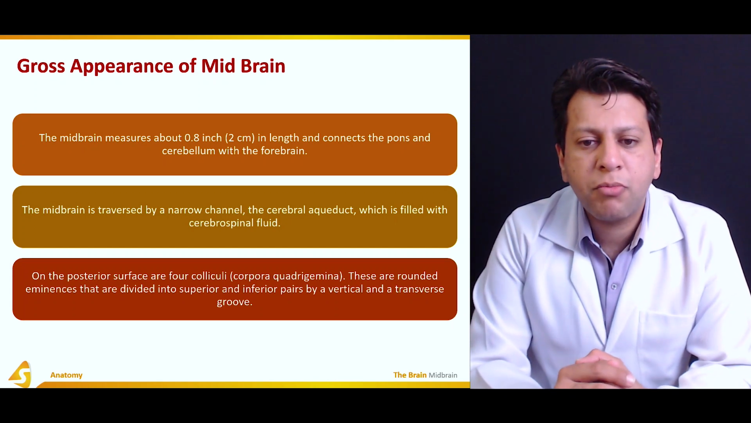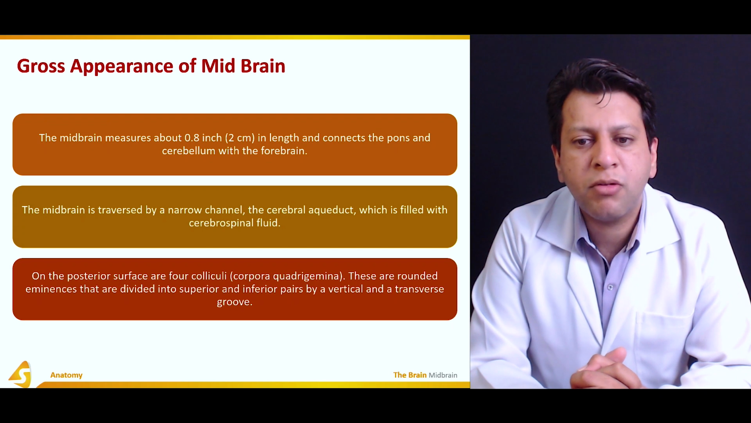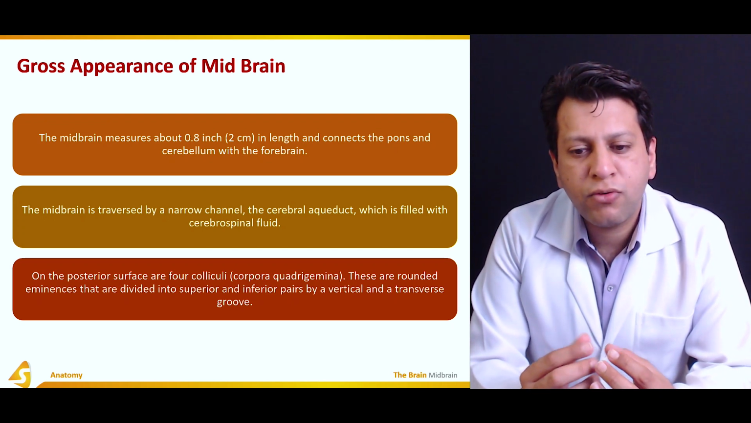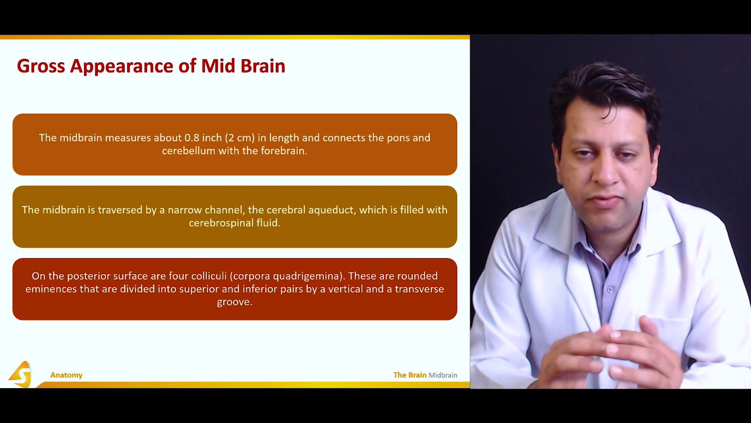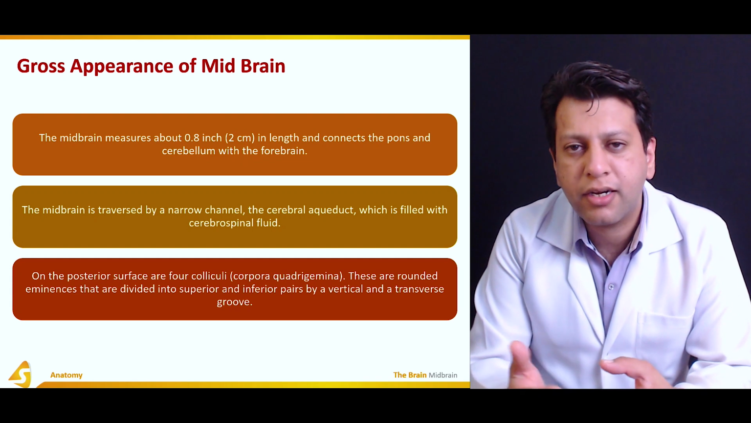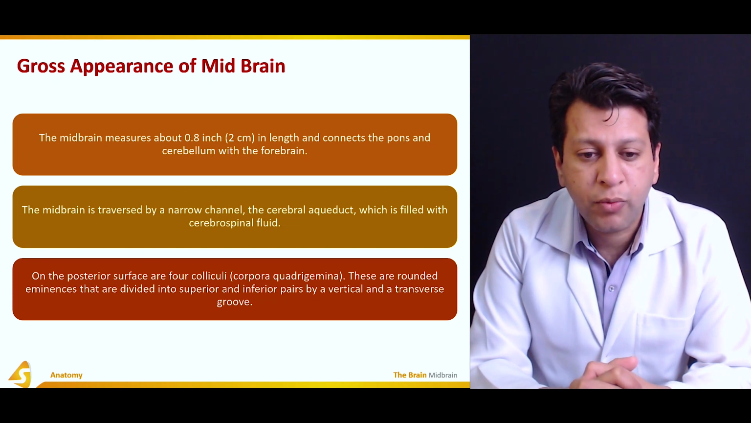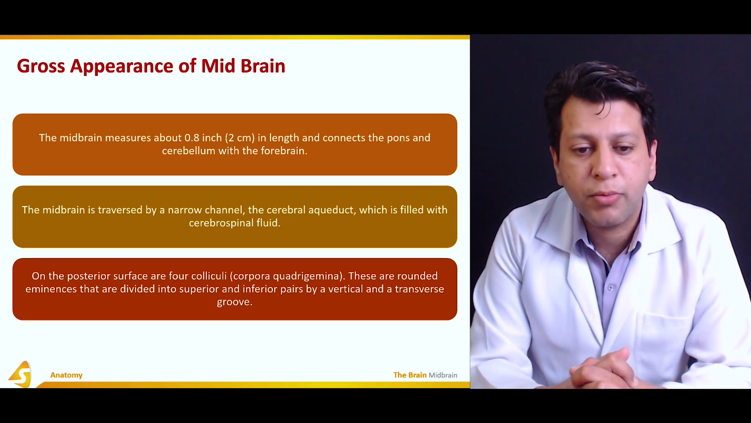The midbrain measures about 0.1 inch or 2 centimeter in length and connects the pons and the cerebellum with the forebrain. So actually it's a very small part, and for the purpose of understanding it's specifically highlighted, otherwise it's all connected in one form. The midbrain is traversed by a narrow channel called the cerebral aqueduct, which is filled with cerebrospinal fluid, and the cerebral aqueduct forms one part of the third ventricle.